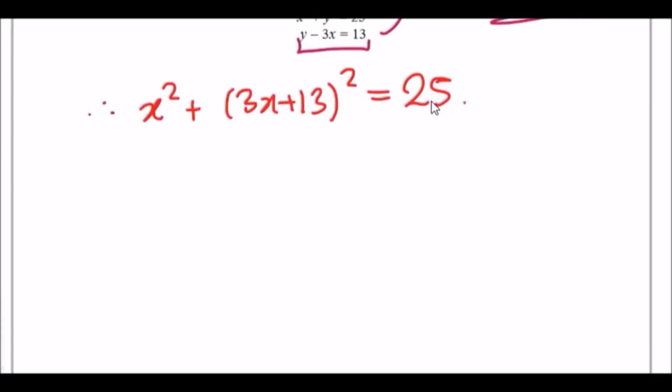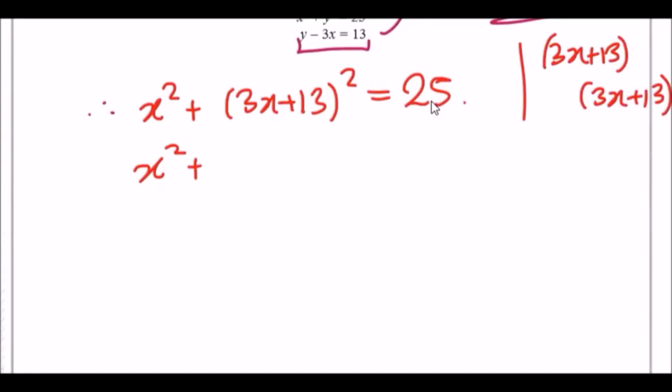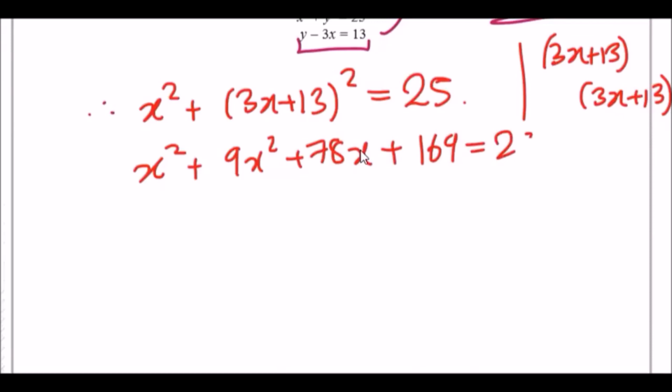So expanding the brackets, we've got x squared plus, and remember, key note, this means double brackets. So we're going to have 3x times 3x is 9x squared. 3x times 13 is 39x, and another 39x, and that'll make 78x. And then 13 times 13 is 169. Must all equal 25.